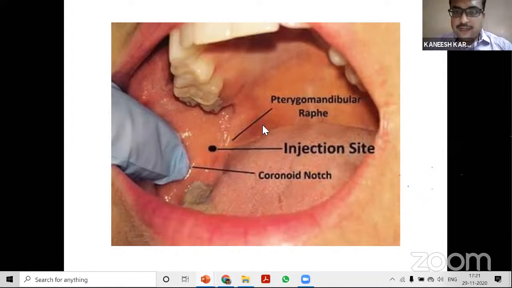Of course, this is a very favorite and familiar diagram to all of you. This is the pterygomandibular raphe. It is a buccopharyngeal fascia which attaches from the medial pterygoid plate to the retromolar region. And this is the coronoid notch. This is the injection site. You inject 6 to 10 mm above the occlusal plane. Okay, this is for the inferior alveolar nerve block.